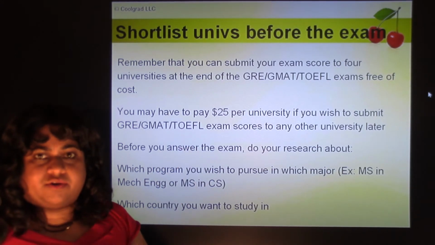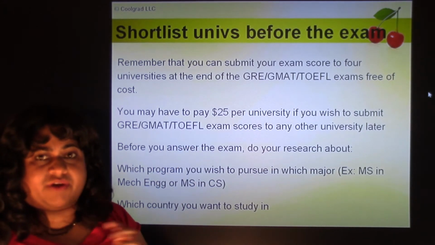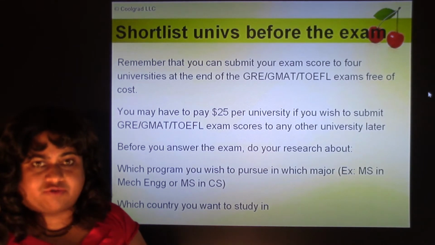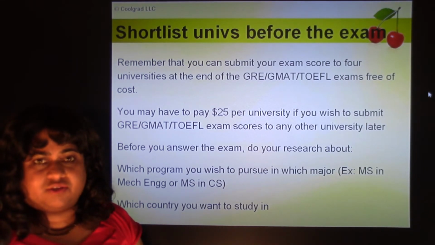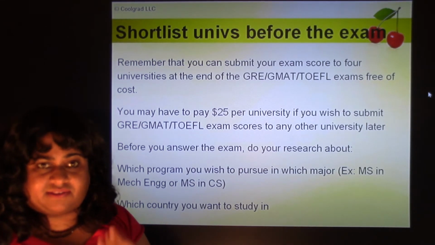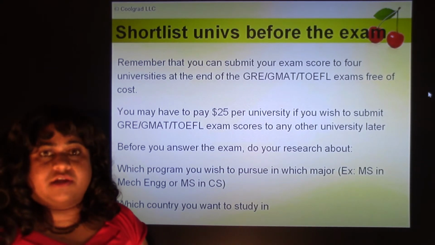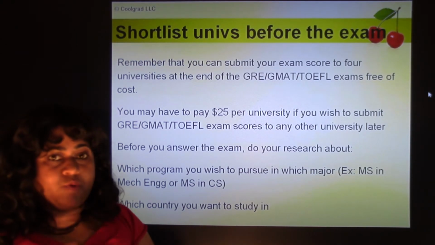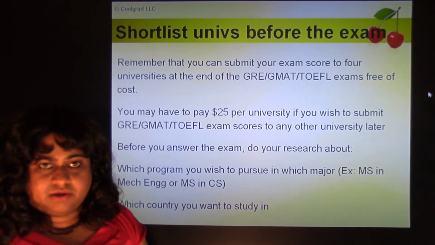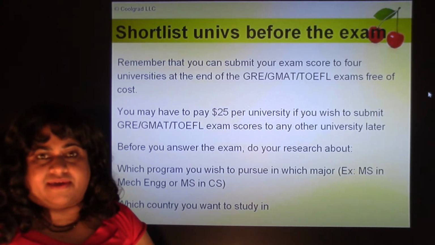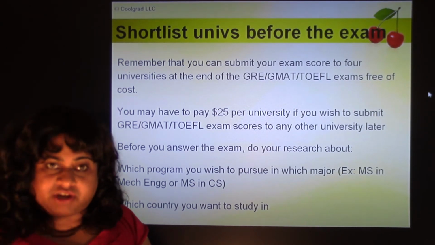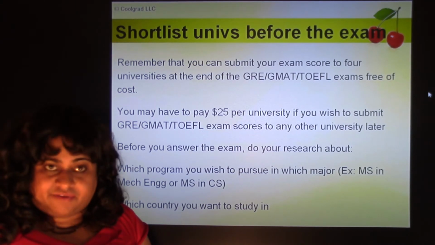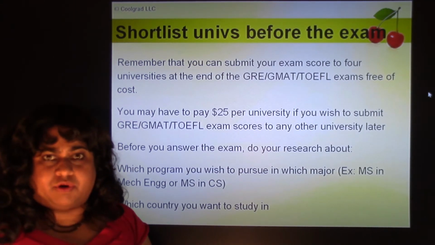if you want to submit later to any more universities, it costs about $25 to $27 to submit the actual score to each university. So don't miss this opportunity to send it free of cost to 4 universities. Do your research. You never know what your actual exam score is going to be, but you already know what your undergraduate GPA is. You already know to which country you want to go, and you already have probably done enough research about which program you want to pursue.